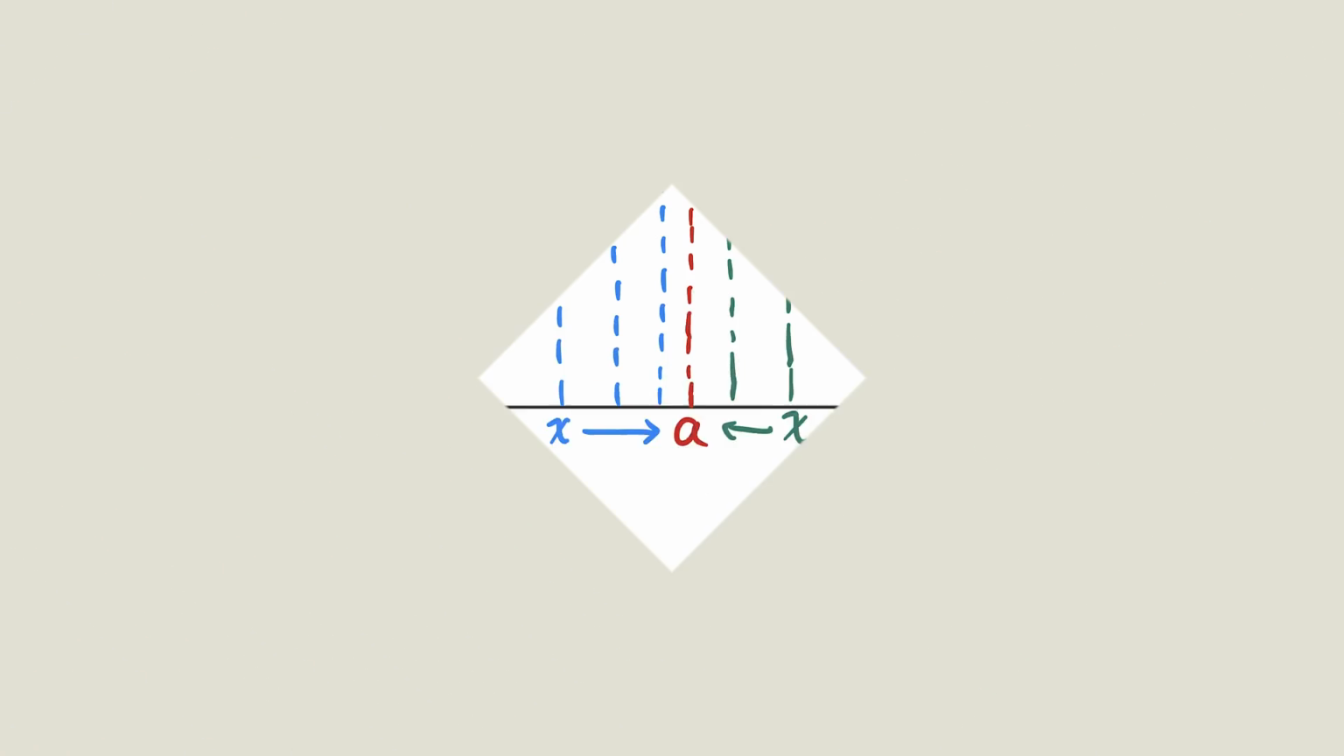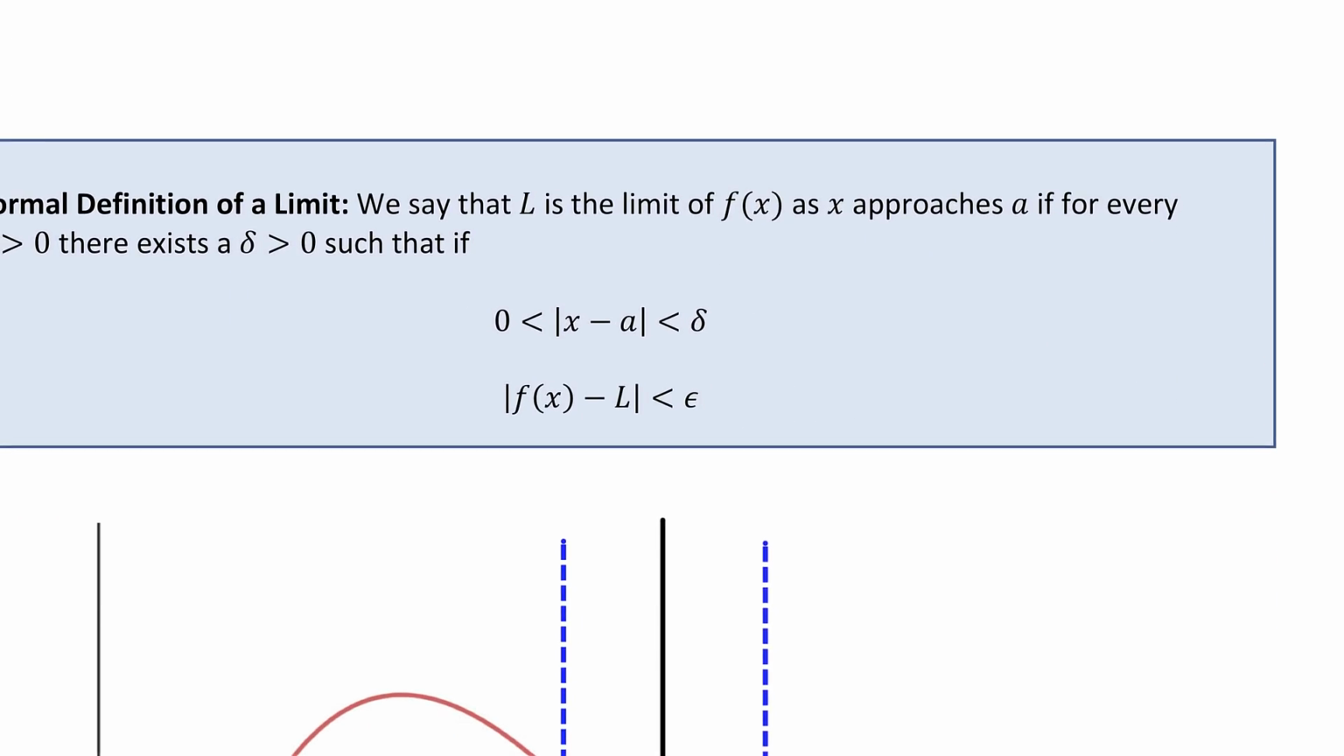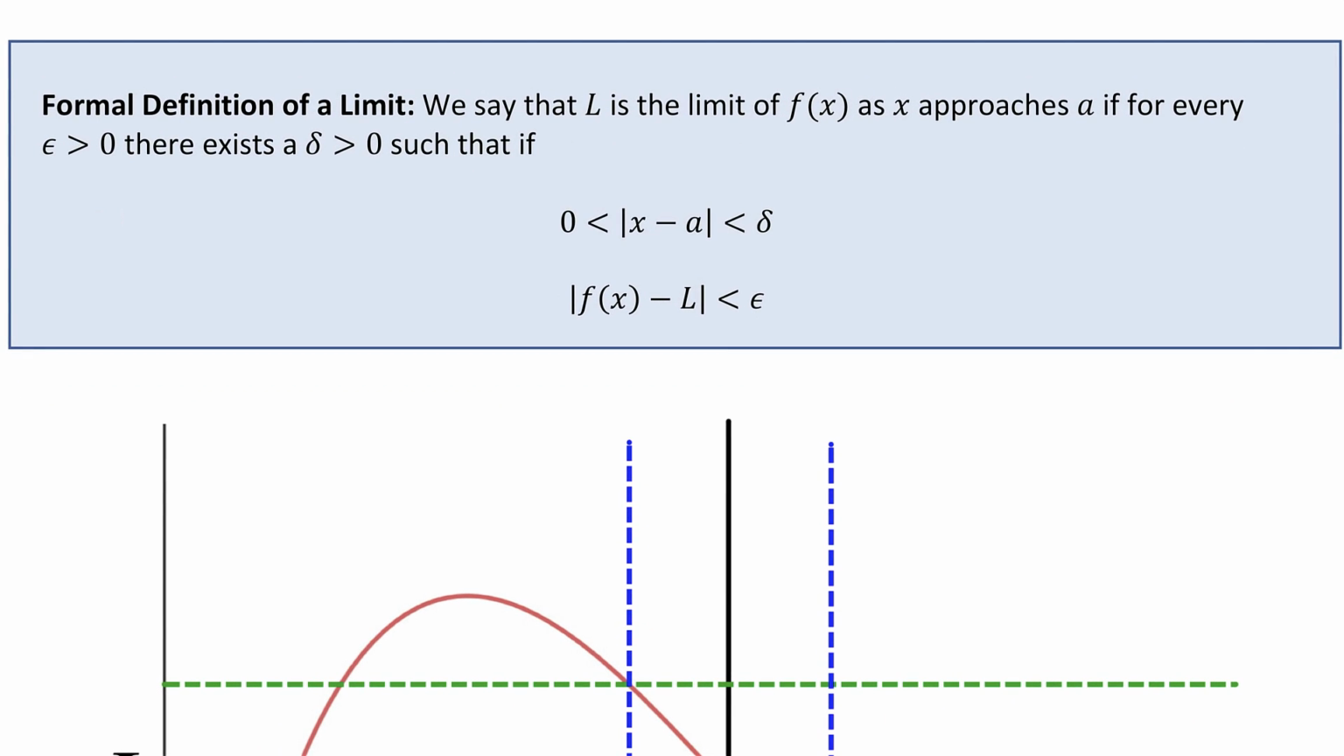Okay, now let's have a shot at trying to understand this formal or precise definition of a limit. It's going to be a little complicated and looks confusing at first, but really it's just stating something very simple. The formal definition of a limit says, we say that L is the limit of a function f at x as x approaches a, if for every epsilon greater than 0, there exists a delta greater than 0, that if the absolute value of x minus a is between 0 and delta, then the absolute value of f at x minus L is less than epsilon.